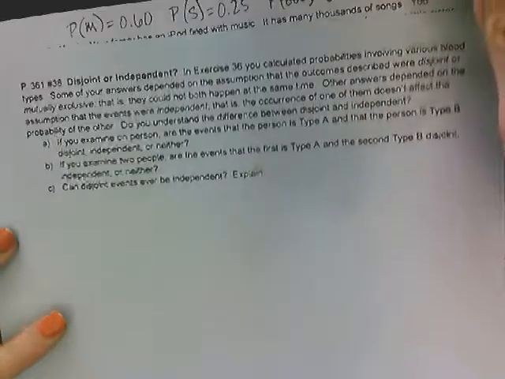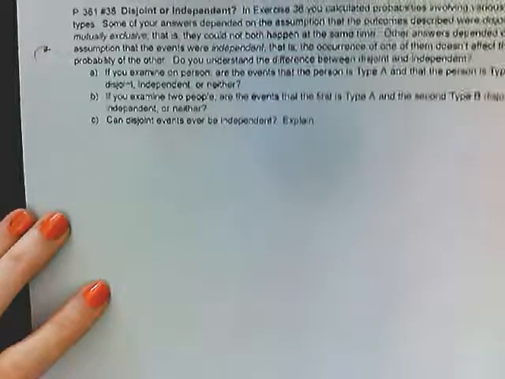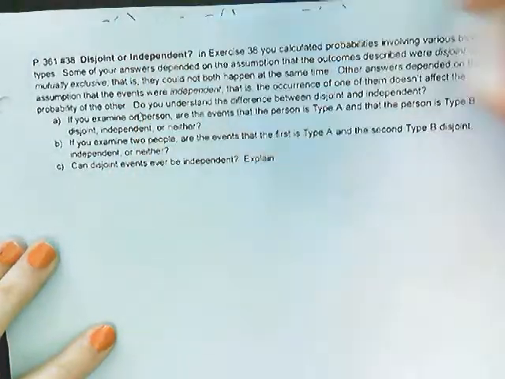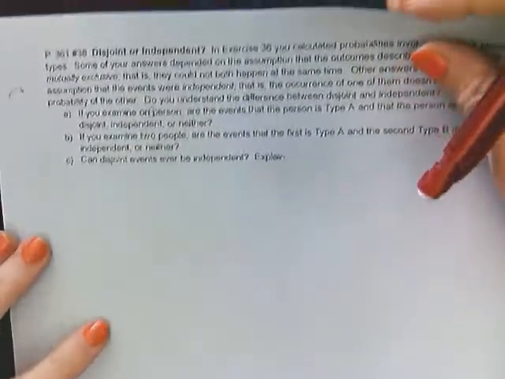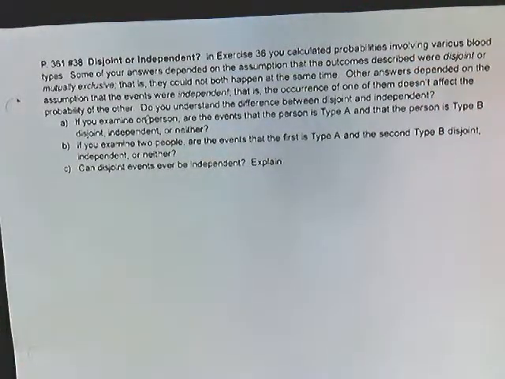Let's take a look at the last. This is really important. Talking very quickly just about the idea of independence and mutual exclusivity. So if you examine one person, are the events that the person is type A and that the person is type B disjoint, independent, or neither? Well, can one person be both type A and type B? No, so they're disjoint. Okay, meaning they're mutually exclusive. They can't happen at the same time, which means that it cannot be independent.